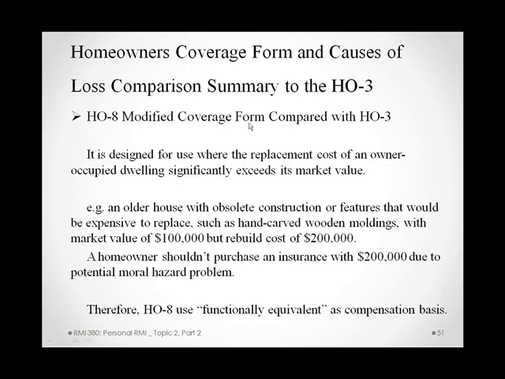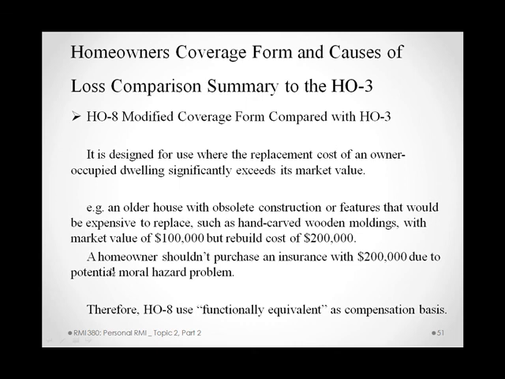The HO8 modified coverage form is designed for houses that are older and where the structure is hard to fix, where the replacement cost of the owner-occupied dwelling significantly exceeds its market value. For example, if you own an older house with obsolete construction or features that could be very expensive or even impossible to replace, such as hand-carved wooden moldings, with a market value of $100,000 but a rebuild cost of $200,000.